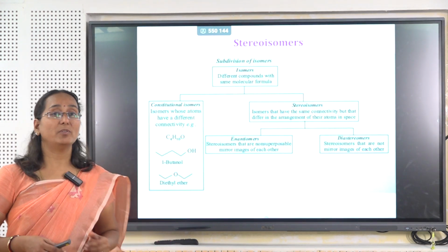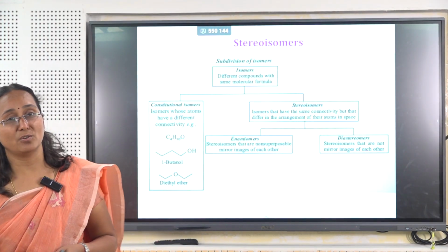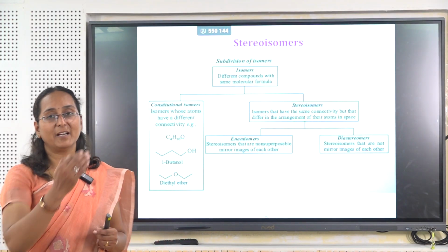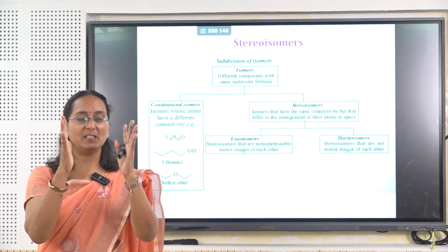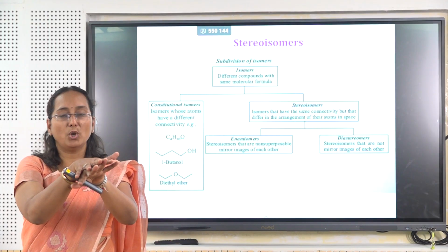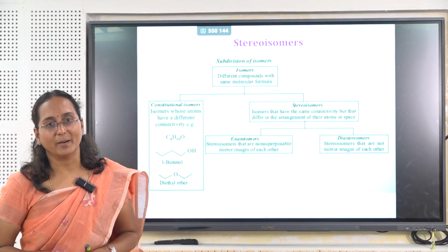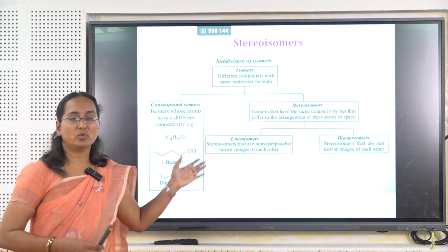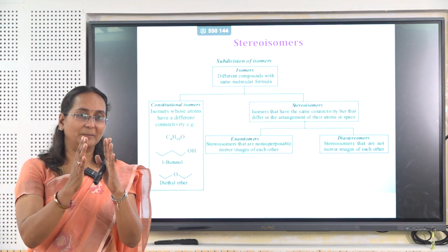Whenever we are talking about enantiomers, they are the non-superimposable mirror images of each other. We can easily explain this: whenever we look at the compound in a mirror, these are the mirror images of each other. We can see it like that also, these are mirror images of each other but they are non-superimposable on each other. So these are known as enantiomers. What I am saying to you is that enantiomers are stereoisomers which are non-superimposable mirror images of each other.